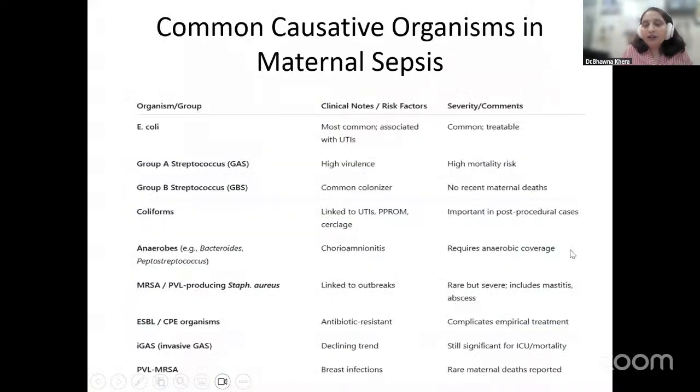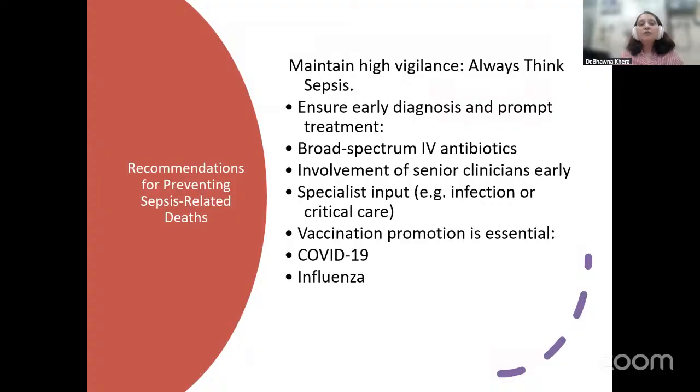Now, what are the next points? How can we prevent sepsis-related death? What are the things we can work on? So what are the recommendations? Maintain high vigilance. Again, as I said, the first thing is think sepsis. You have to be quite vigilant about it. You should be thinking about it so that you can easily recognize it. Ensure early diagnosis and prompt treatment. Early diagnosis and prompt treatment is certainly important.